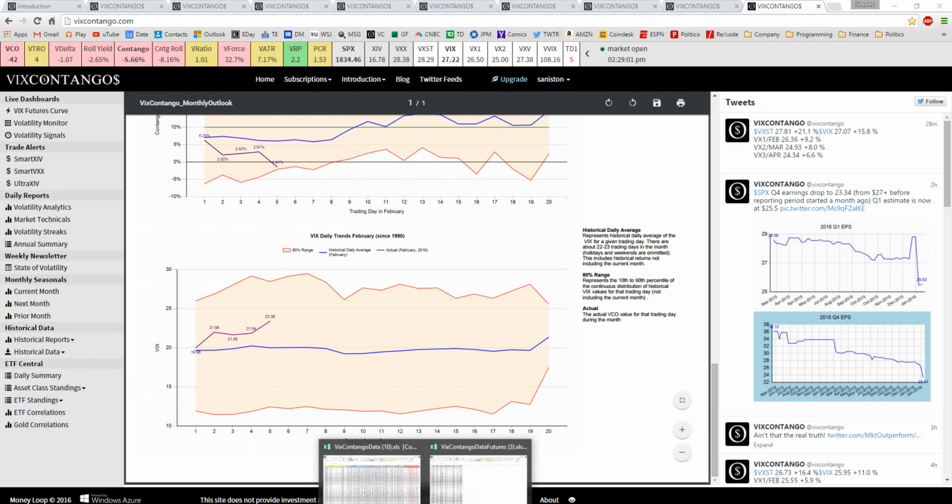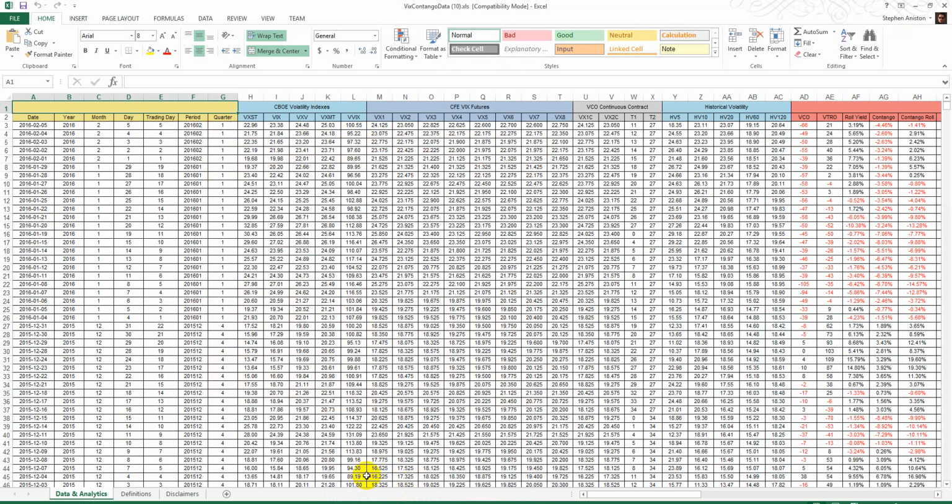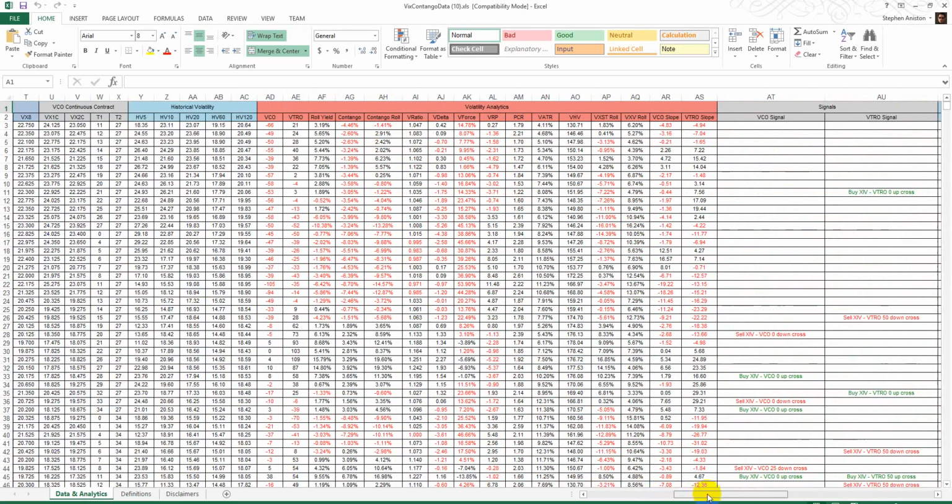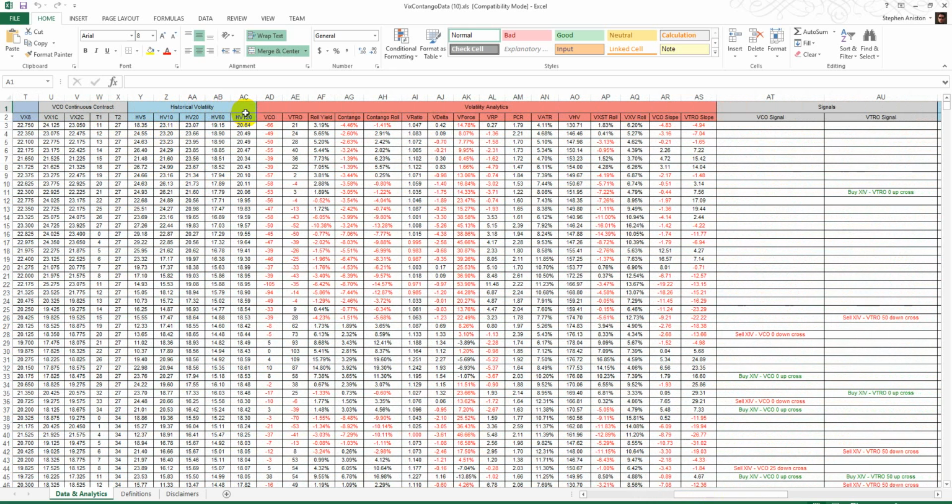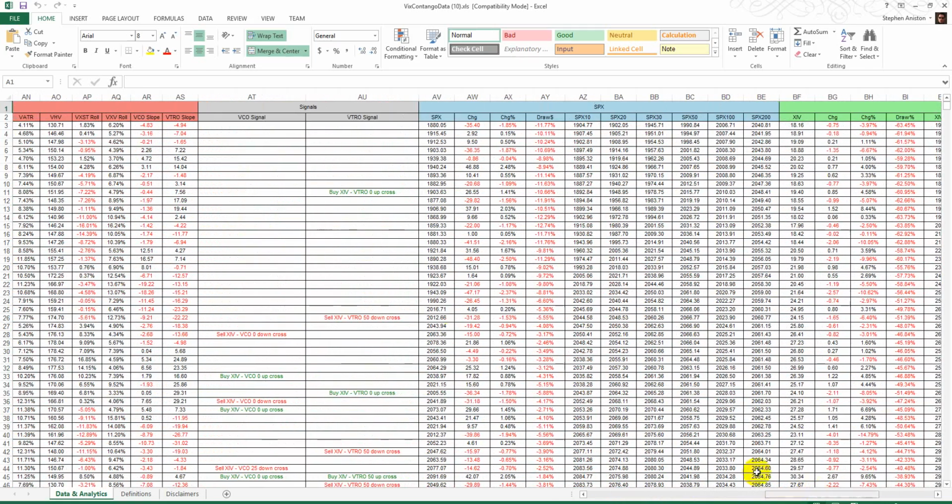The historical volatility data and analytics spreadsheet contains each date, and then what the CBOE volatility indexes are, the VIX futures from the 1st to the 8th future, the continuous contract of the futures, then we calculate the historical volatility for each day, and all the volatility analytics are in the spreadsheet. Along with that, we have the VCO and the VTRL signals when they trigger.